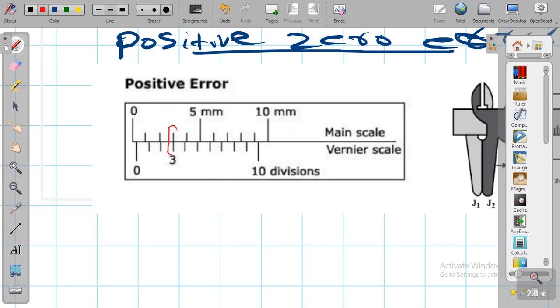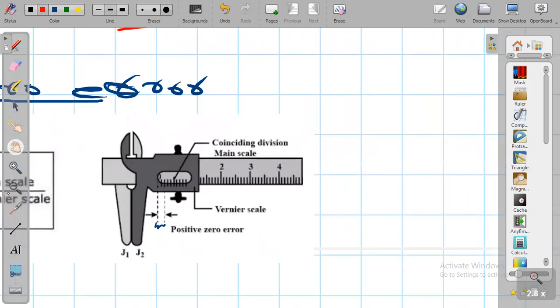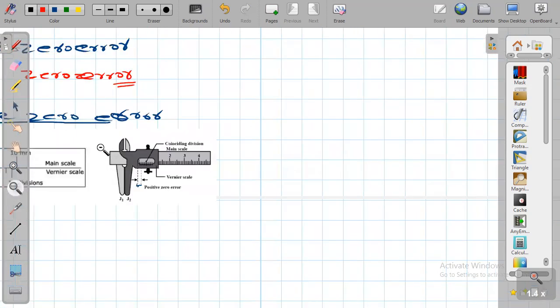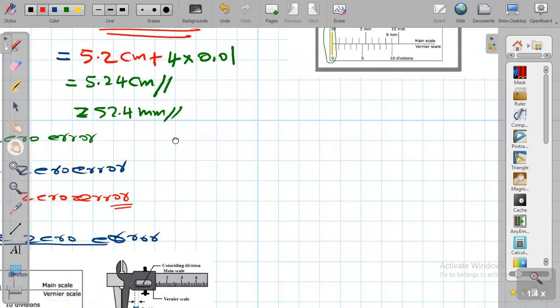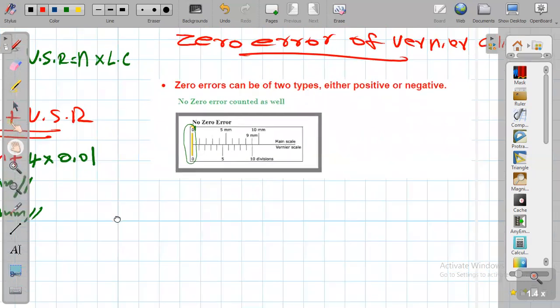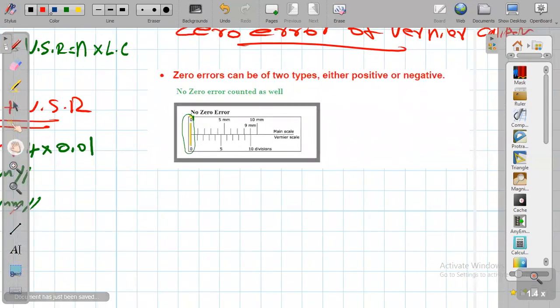See, this one coincided with the third line. That's why the number 3 is written here. So how to use the following equation to do that? So positive error equals n times least count.